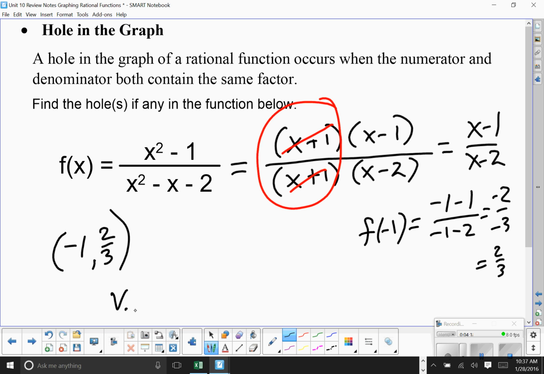Now, what about the x equals 2? I have a vertical asymptote at x equals 2. This is a hole. It's not a vertical asymptote, although x can't equal negative 1, because in the original equation, that would cause the original function to be undefined. The simplified function, however, could exist there if it weren't for this.